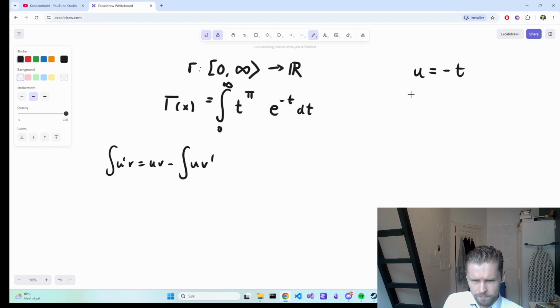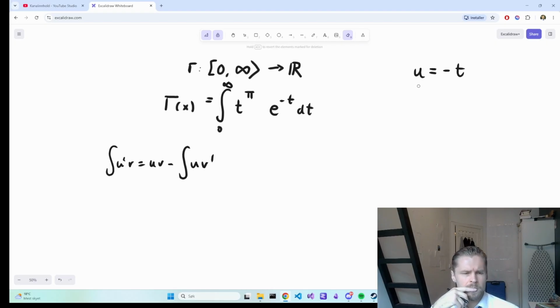And then v, no, wait a minute. What would be the simplest here? Then I would have minus 1. That would not actually make it any simpler, would it? Even if I differentiate that one, I would just get pi times t^(pi minus 1), and that would just complicate it further. Am I missing something? I should probably get some coffee actually, but it doesn't matter.